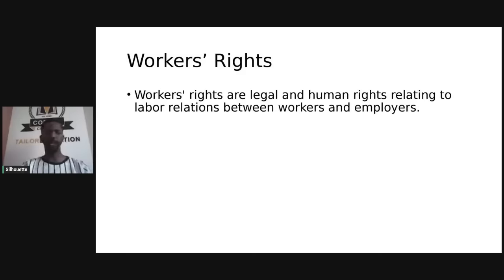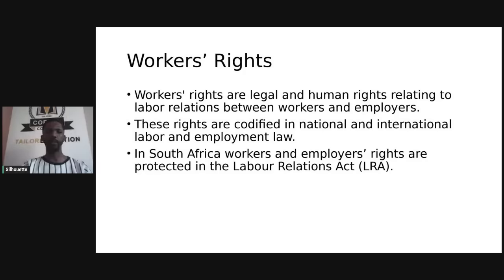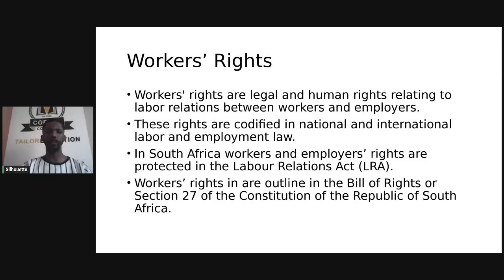Okay, so what are workers' rights? Workers' rights are legal and human rights relating to labor relations between a worker and the employer. These rights are codified in national and international labor as well as employment law. In South Africa, workers' and employers' rights are protected in the Labor Relations Act. And then worker rights are outlined in the Bill of Rights in Section 27 of the Constitution of South Africa.